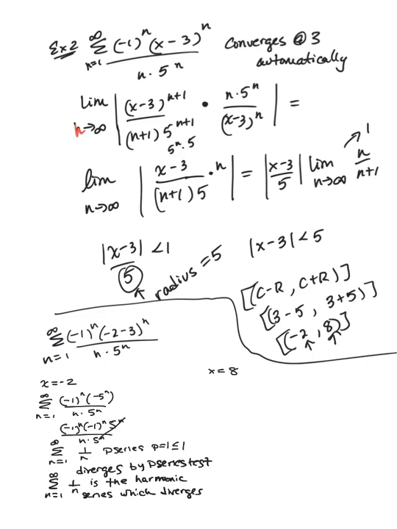Now for x equals 8, we're going to have sigma -1 to the n times 5 to the n over n times 5 to the n. So this is going to be an alternating series. So these cancel out. Now you may be tempted to call this the alternating harmonic series. However, this is not the alternating harmonic series.